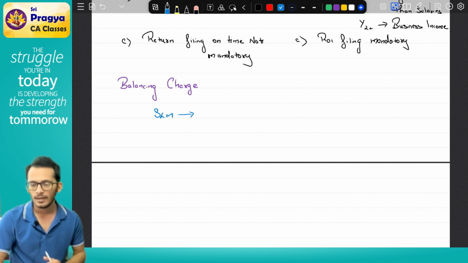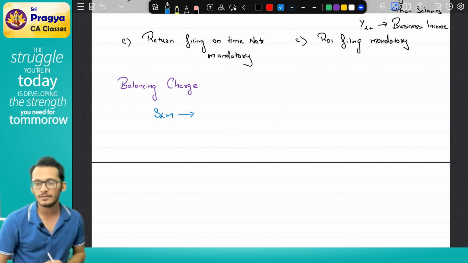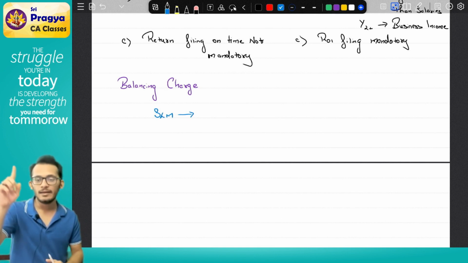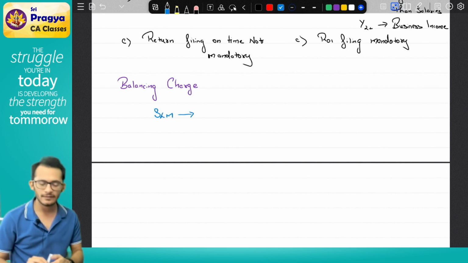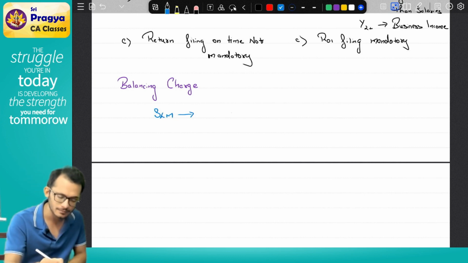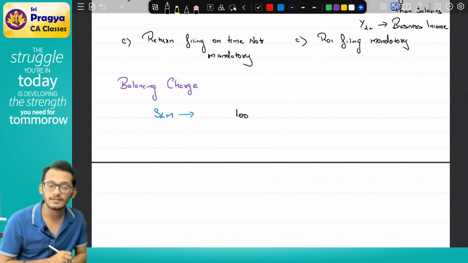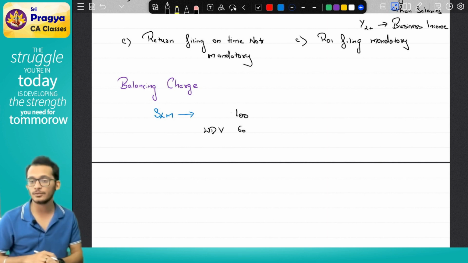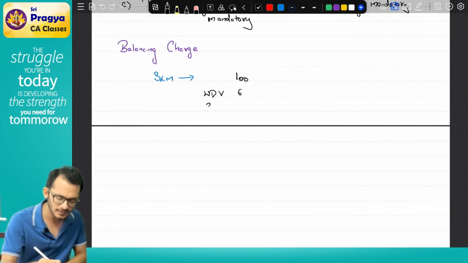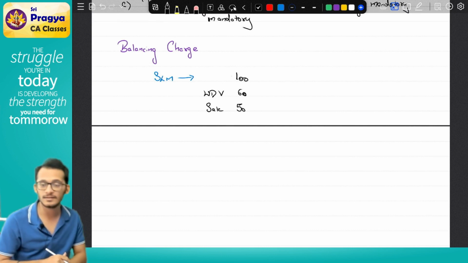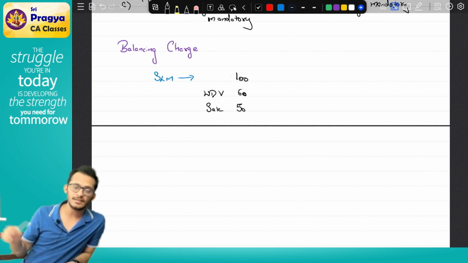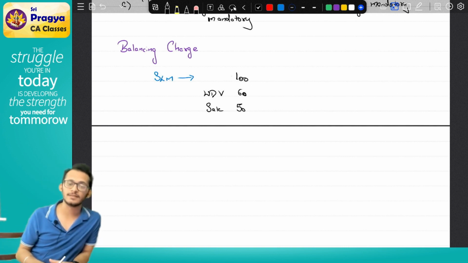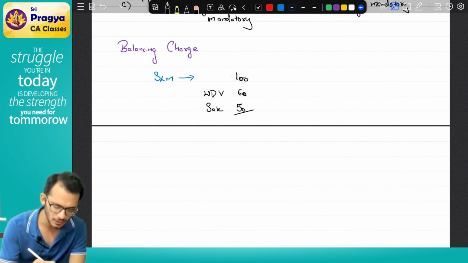But when it was the SLM method, I told you each asset you have to maintain individually. So I had an asset worth 100. The WDV of the asset today is showing 60. I sold this asset for 50. In accounts you would have said, 60 is the WDV, 50 is the sale value, therefore loss is 10. Yes or no? This loss of 10, what will you do?